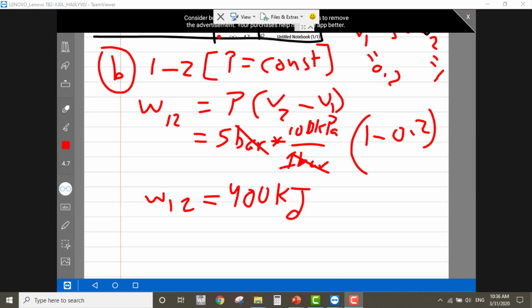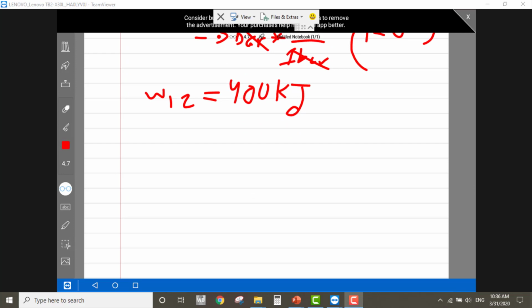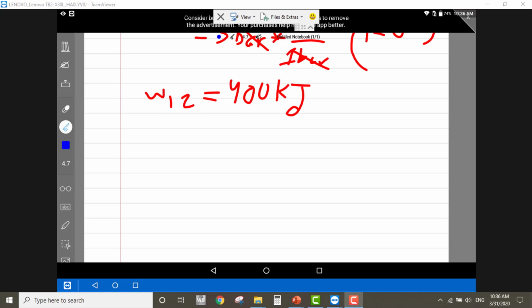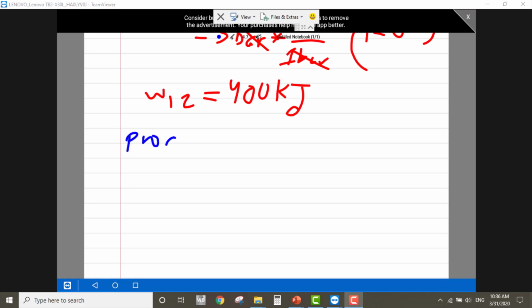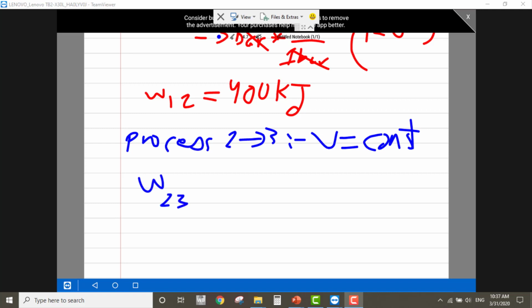Now process 2 to 3. So in this process, V is constant volume. So work from 2 to 3. Notice that always we write subscript, not delta. So if volume constant, that means work equal to 0. Remember.